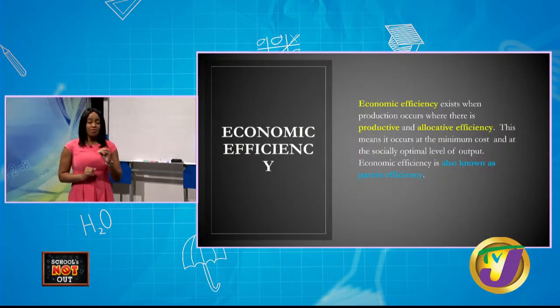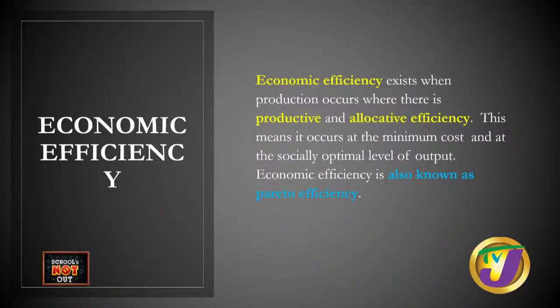So there's also the concept of economic efficiency. And this exists when there is productive and allocative efficiency. So when the firm uses its material to the best of its ability, to produce the maximum quantity of goods, and also when it produces exactly what consumers prefer. When there is productive and allocative efficiency, we have economic efficiency.